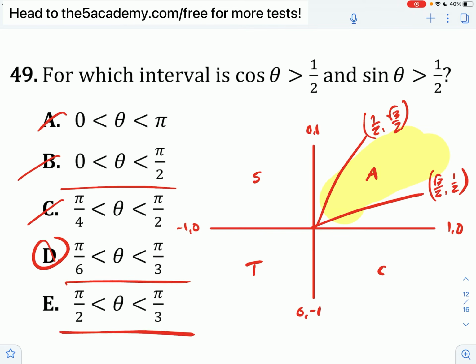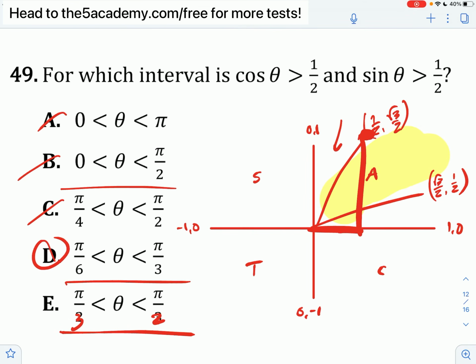What about this one? Pi over 2 is less than theta is less than pi over 3. I think this is a typo. This is actually supposed to be pi over 3, pi over 2. Regardless, it's just saying this region right here. And this region does not work because, as you get very close to here, once you go past this, your cosine value becomes less than half. The cosine is this horizontal dimension right here between this point and the origin. As you get closer this way, your cosine dimension becomes a little too small, okay?